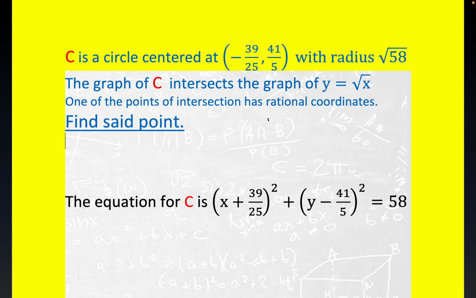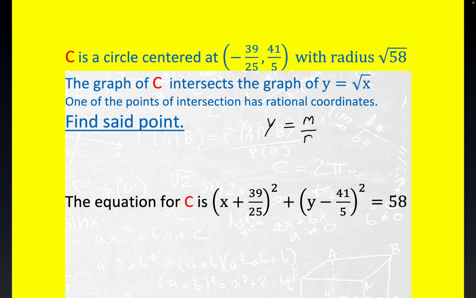Hey everybody, today we have a problem where a circle with a known center and radius intersects the graph of the square root function. It intersects at a point with rational coordinates. So let's say that y is m over n, where m and n are natural numbers, and they'd have to be natural numbers since you're taking the square root and the range of the square root function is positive.